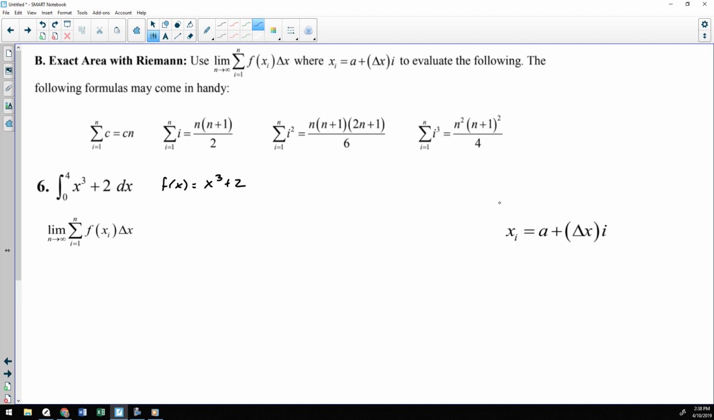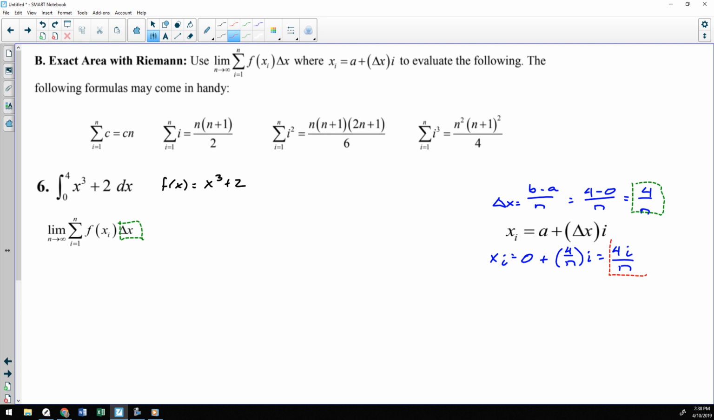So delta x is still b minus a divided by n, and in this problem we're doing the area from 0 to 4, so that would be 4 minus 0, and in this case we don't have a number of subdivisions to plug in for n, and so my delta x is just 4 over n, and that 4 over n is going to replace the delta x right here, and then I need to find my x sub i, and x sub i is a, which in this problem is 0, plus my delta x, which we just determined was 4 over n, times i, and when you clean that up, that becomes 4i over n, and the 4i over n is going to replace the x sub i right here.